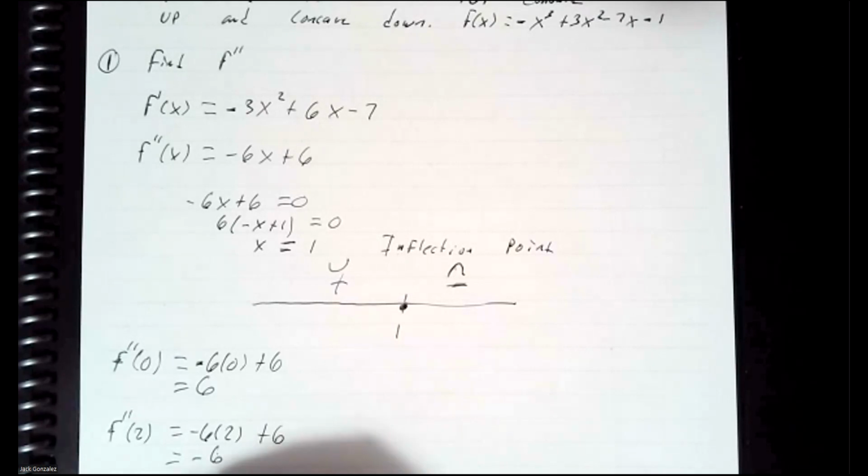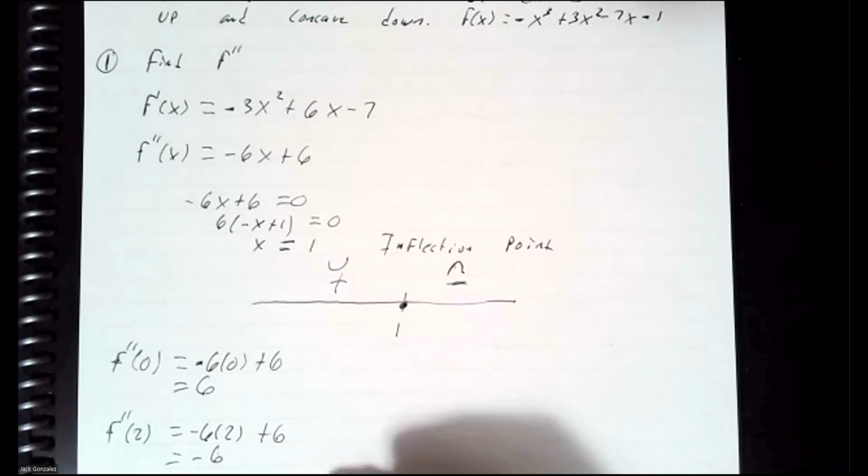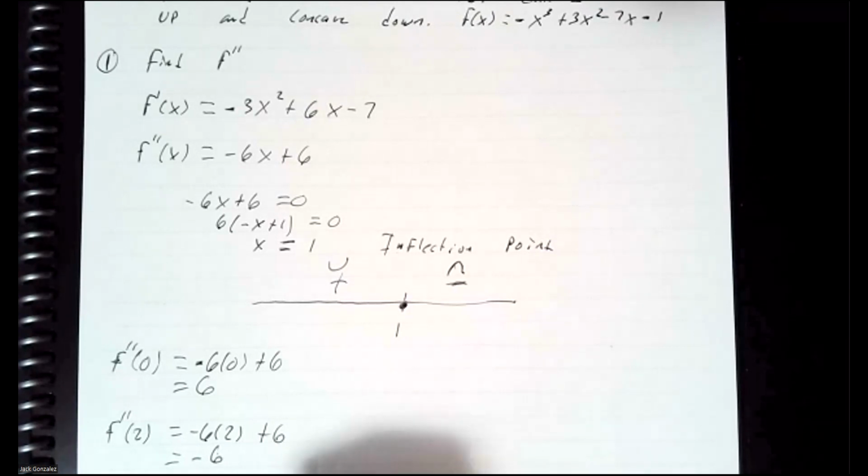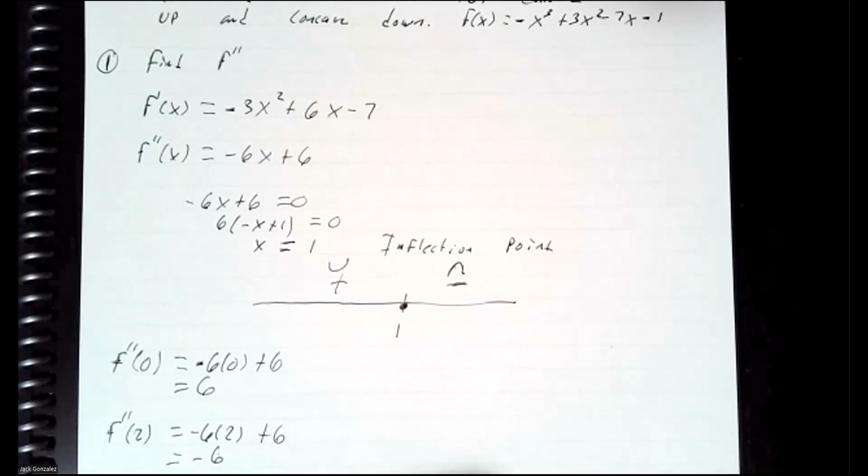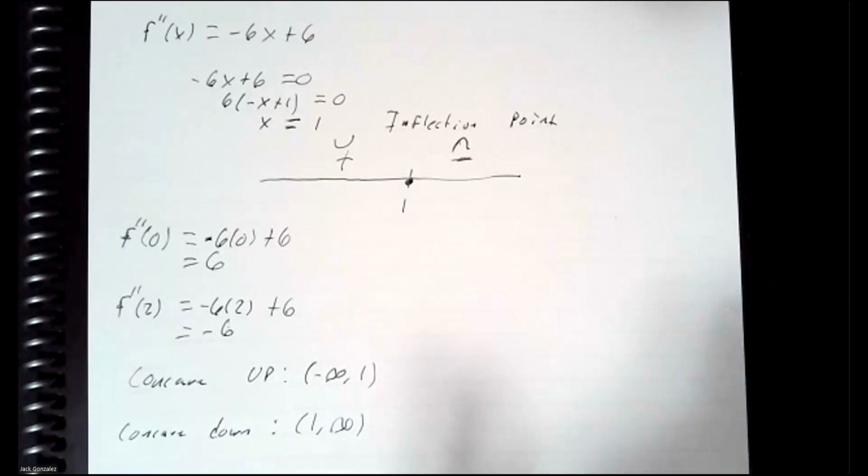So we would say we are concave up from -infinity to 1. Concave down to infinity. Can you move the paper up? Thank you.